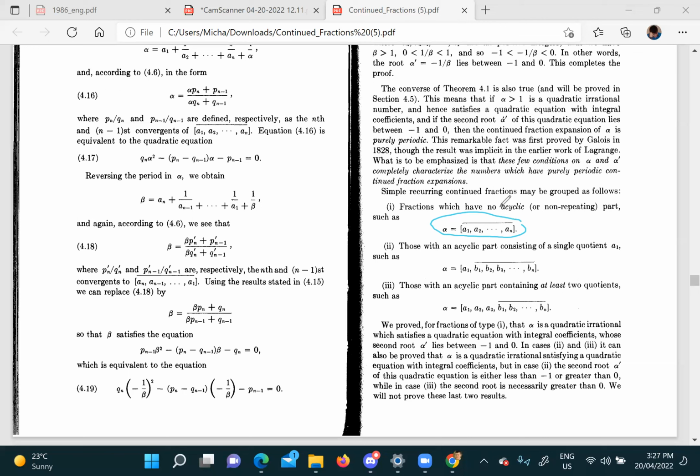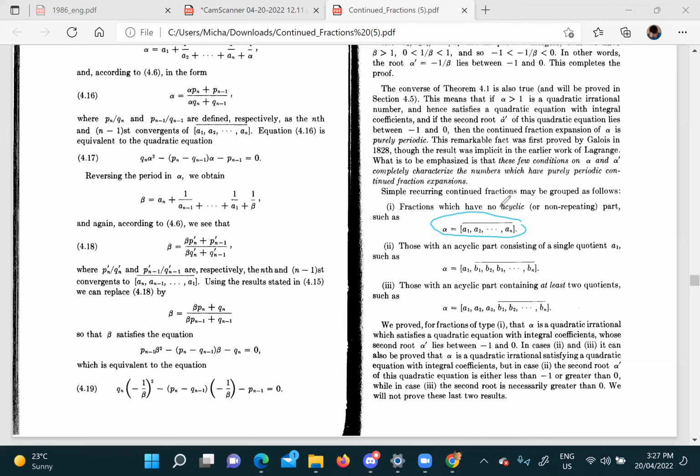So what was proved was that if you have a continued fraction that's purely periodic, and the number is bigger than 1, then the quadratic equation has a second root that's between 0 and -1. And the second root is obtained from reversing the a's in alpha to get beta and taking the negative reciprocal of beta.